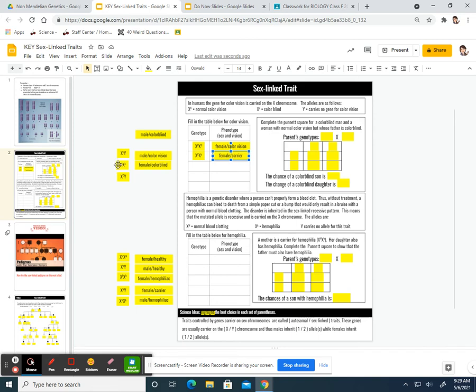And of course, we could also have X little c, X little c, and that would lead to a female who does indeed have color blindness since she has both of the recessive alleles.